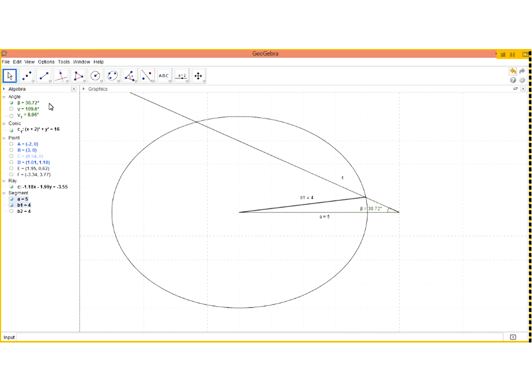So this angle is 30.72, and this would be 8.96 degrees. And then I would be able to find the angle up here, this angle alpha. So there's one triangle.